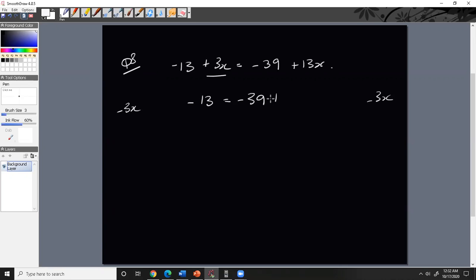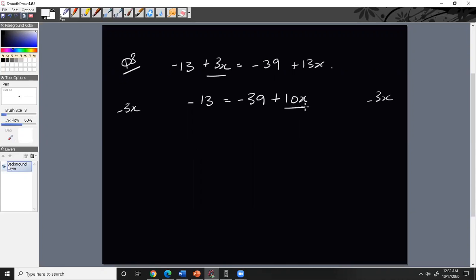Finally then, question 8 from the original list that I gave you. So you've got minus 13 plus 3x is equal to minus 39 plus 13x. Okay, smallest number of x's is 3x, so you're going to take away 3x from both sides. So minus 13 is equal to minus 39 plus 10x. 13x minus 3x is 10x.